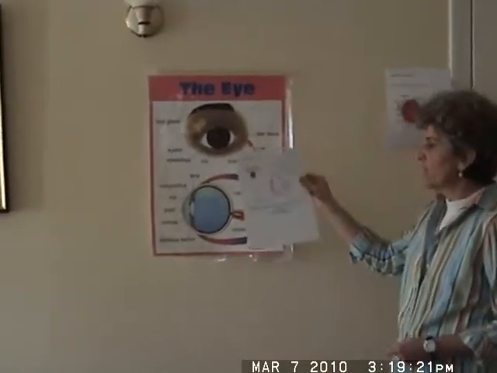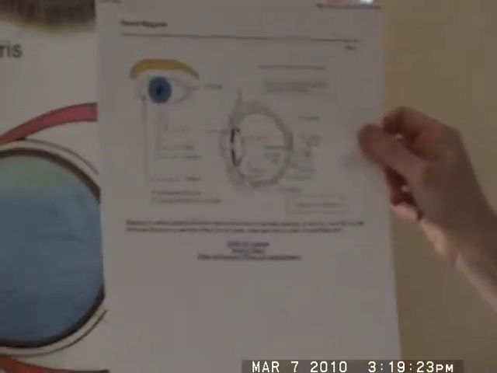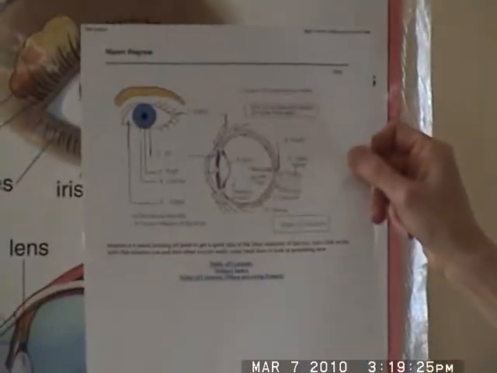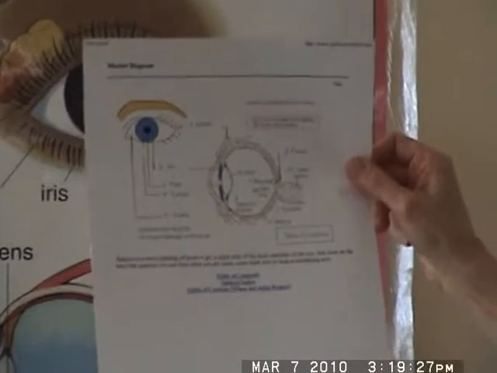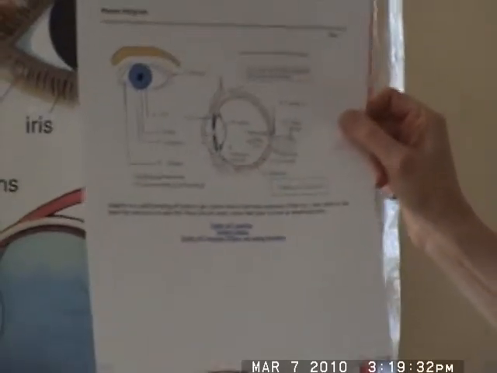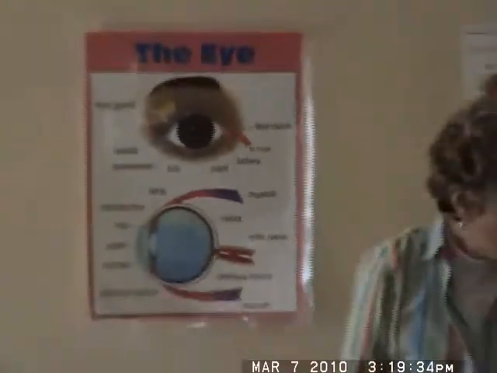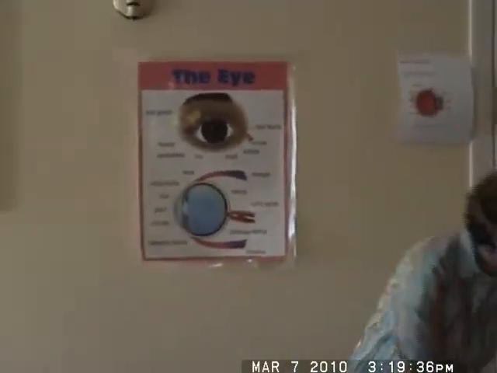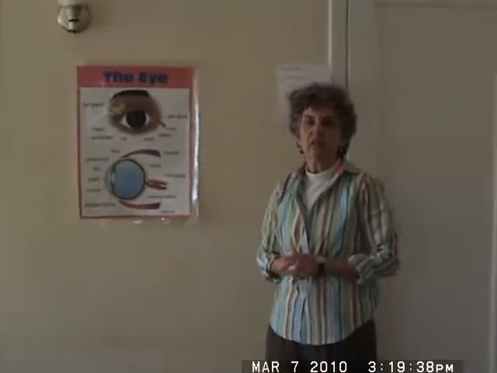I have this master diagram which I would probably enlarge for them, and each of the students would look at this and we would talk about all the various parts. This also ties in with the science standards, the life science concept, so that they learn all about the eye as an organ.